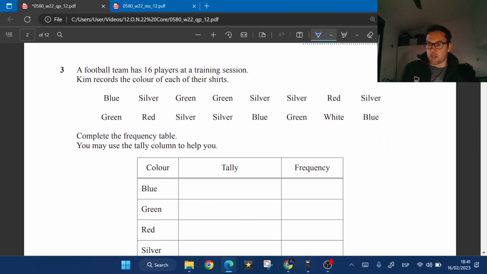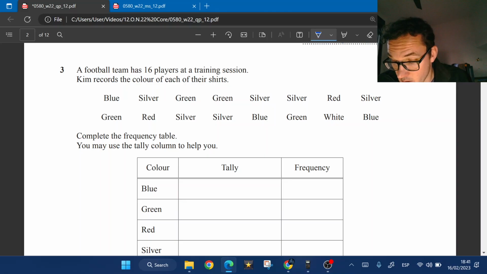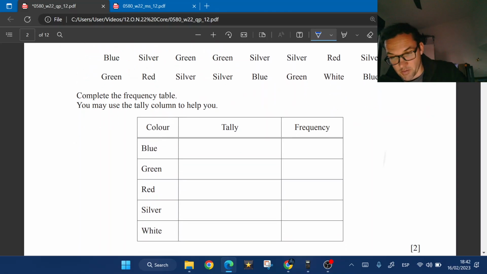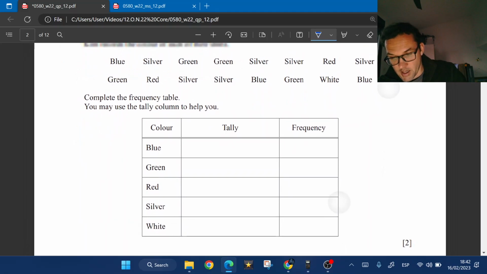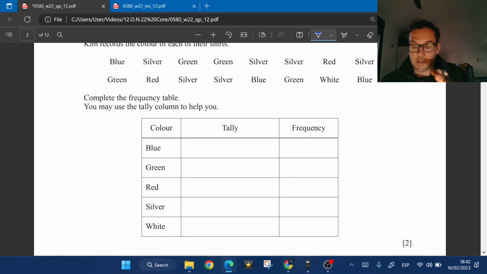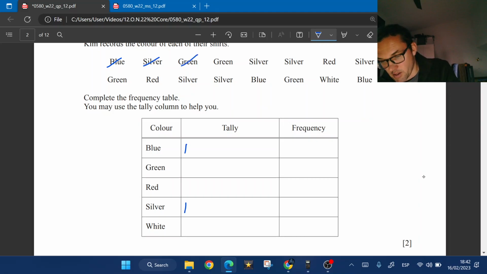The team has 16 players, and those are the colors of their shirt. Complete the frequency table. Okay, it's good to have a system going here so you don't miss anything out. And then it's just going one by one. So blue, make a tally for one for blue. Silver, make a tally. Green. Remember, when you get to 5, you draw a line through it.